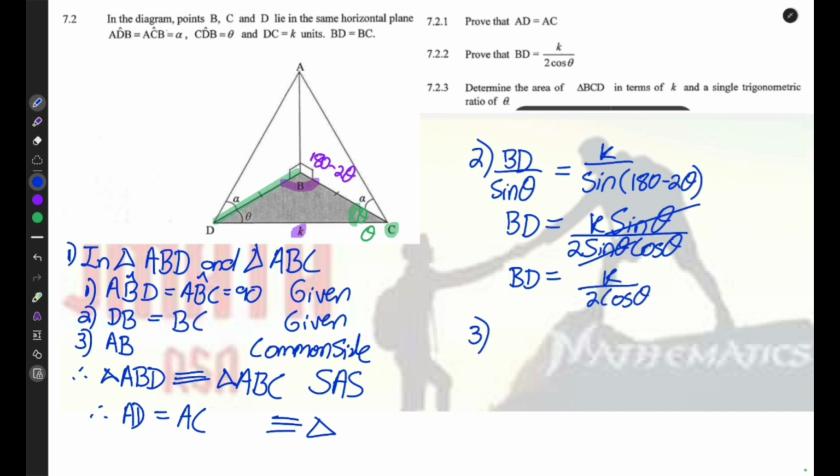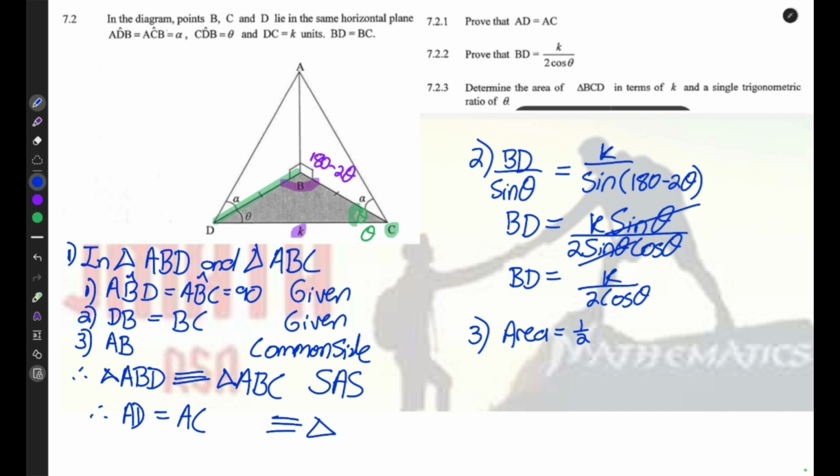Question 3, determine the area of triangle BCD, so the gray triangle, in terms of K and a single trig ratio. So remember, area is equal to half, and then the formula sheet says BC sine A, but in this case, I want to use angle D.